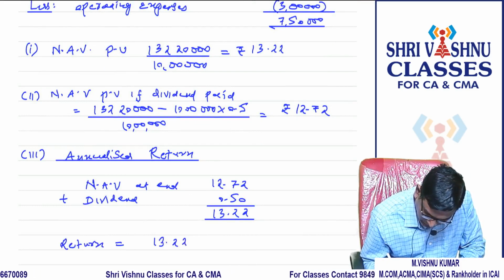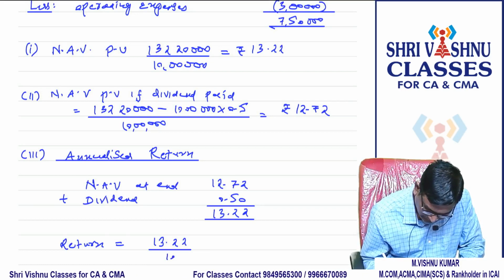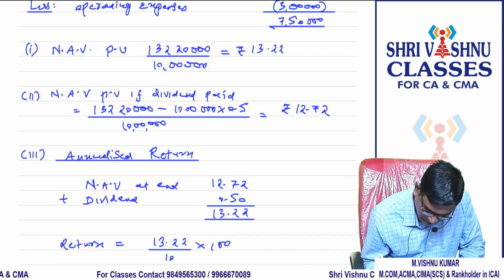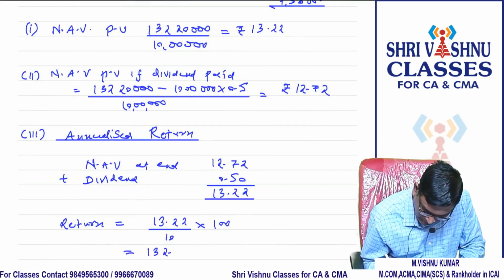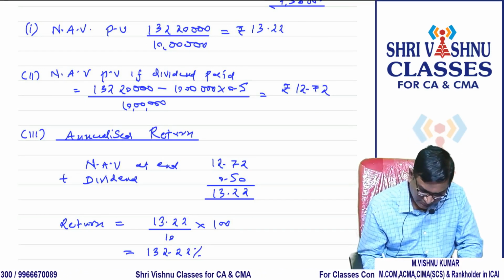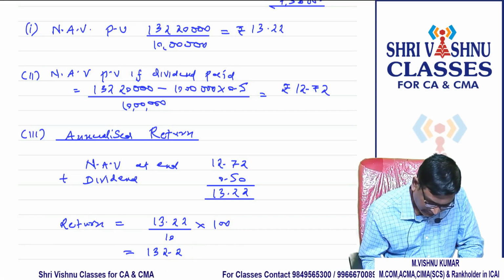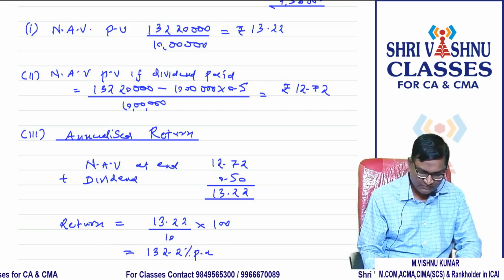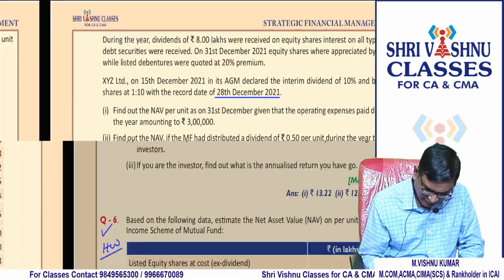So 13.22 divided by 10 into 100. Okay, so 132.2% per annum. Why is this calculated? We will understand at a later stage. Here also initially we will explain.